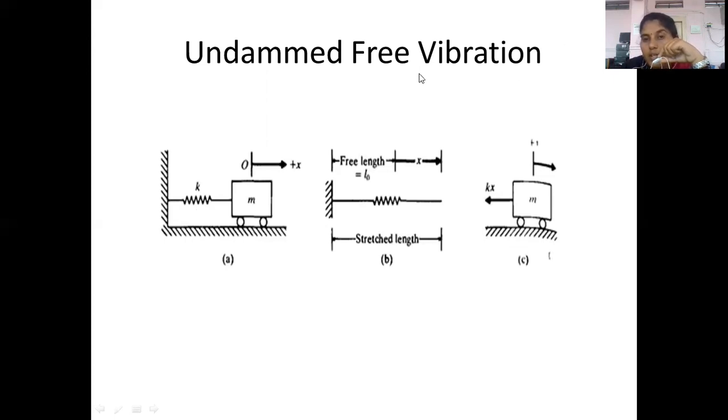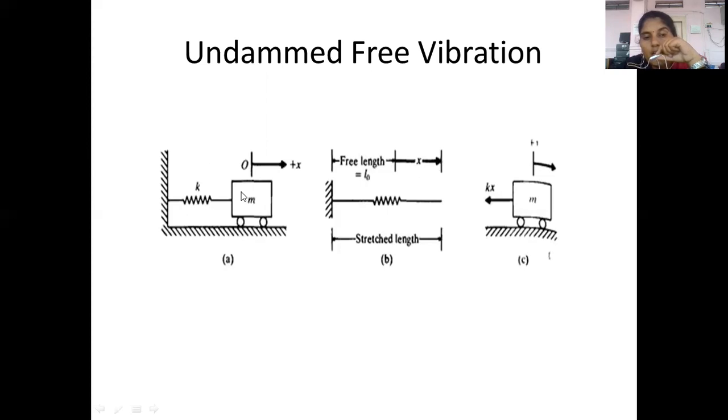As per the case of free vibration, the external force on the system is 0. The undamped system is one where the damping coefficient is 0. Second, it is a free vibration, so forced vibration is not there; external force is not applied to the system, so the external force F of t will be equal to 0.